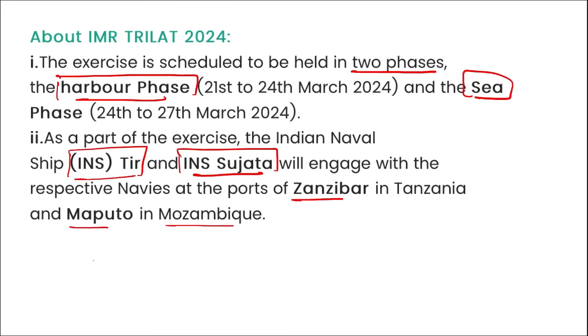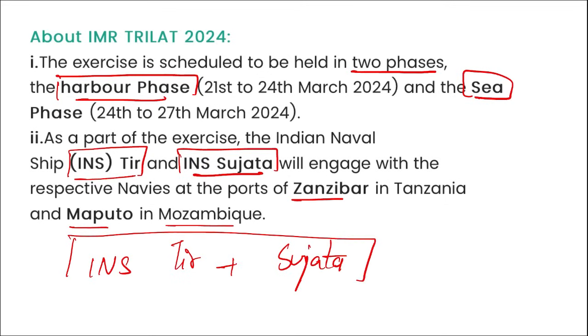So what are the names of the Indian naval ships that will take part in this exercise? INS Tir and INS Sujata. Right? Remember, these are the two Indian naval ships that will be taking part in the exercise, that is IMT Trilat. Correct? Who is the Chief of Naval Staff? R. Hari Kumar.